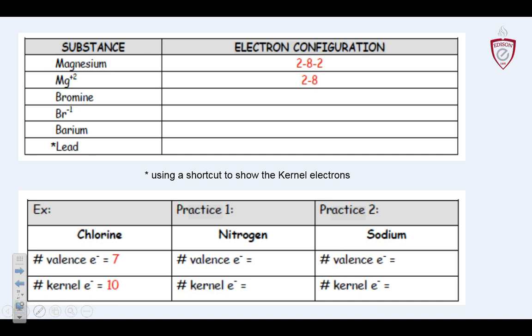2-8-18-18-8-2. My gosh, how many circles of electrons are on there? Looks like 6. So that means there's 6 principal energy levels, 6 rings of electrons. Okay, got it. Now lead. If I look at my periodic table, hey, Mr. Milks, look right here. What's wrong with that?